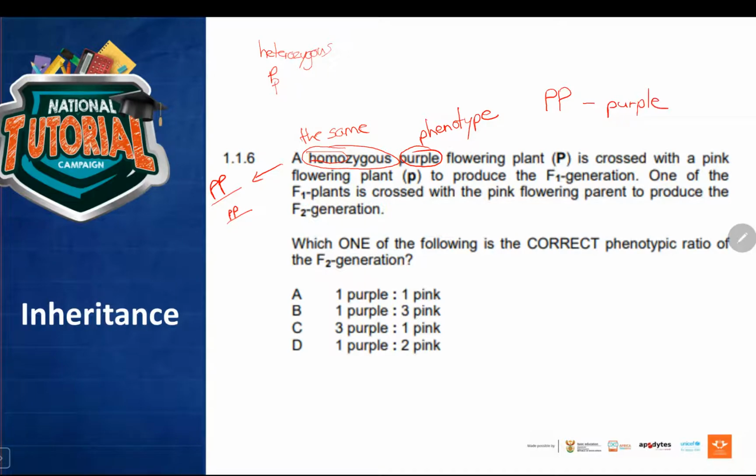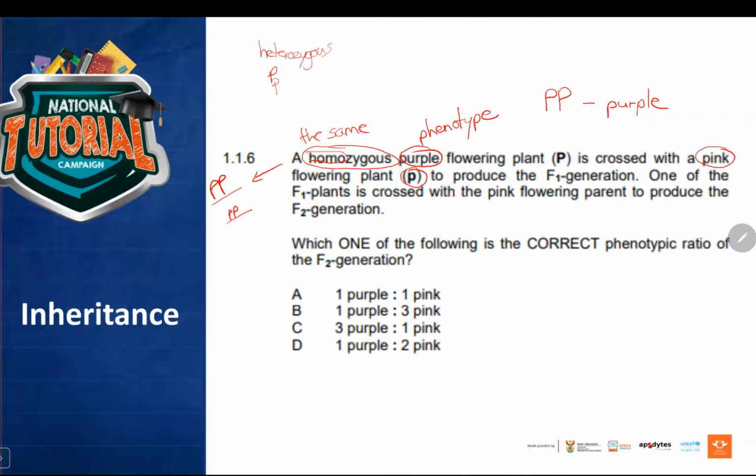Next, they say it is crossed with a pink flowering plant, small letter p, to produce the F1 generation. So now they're giving us another phenotype. They're telling us it's pink and it's a small p.